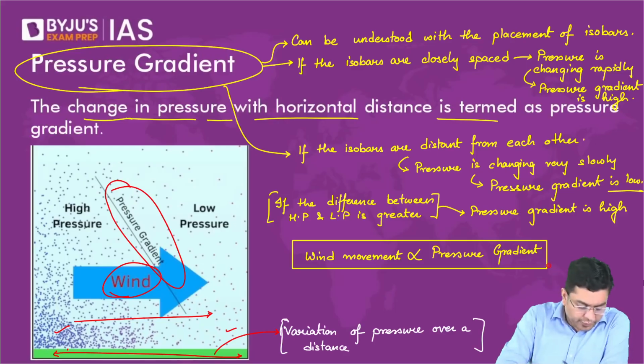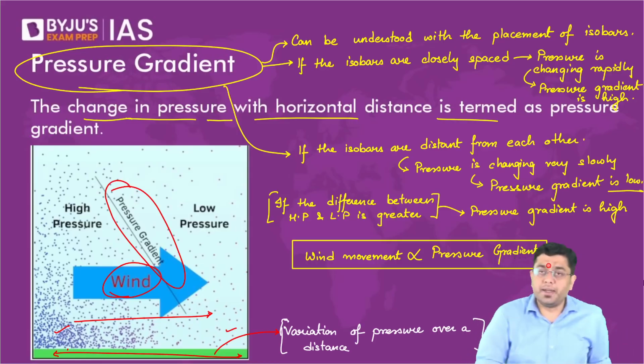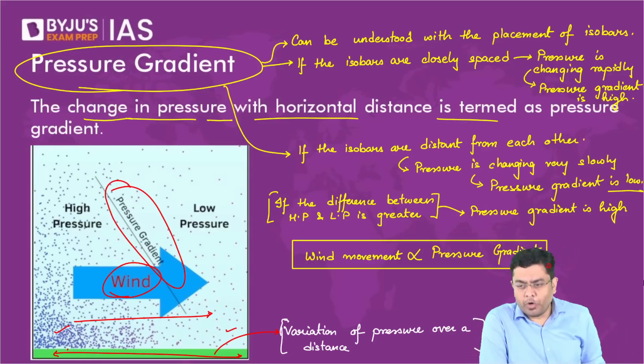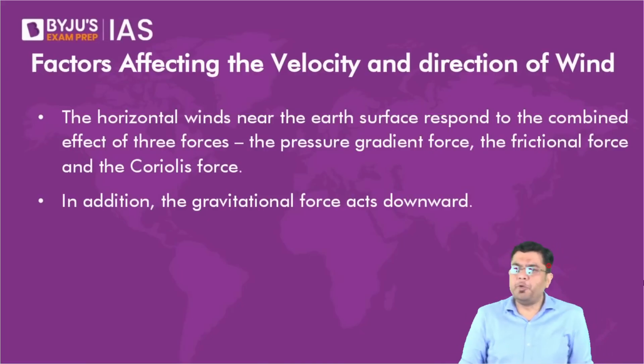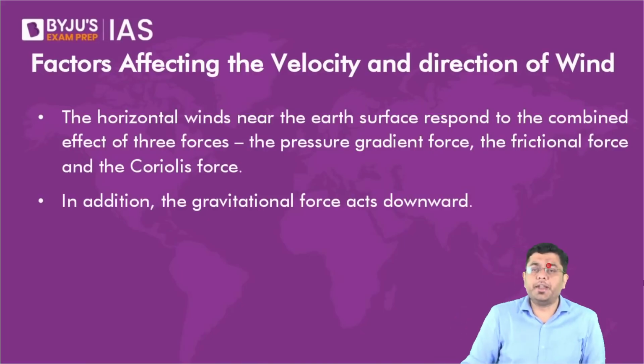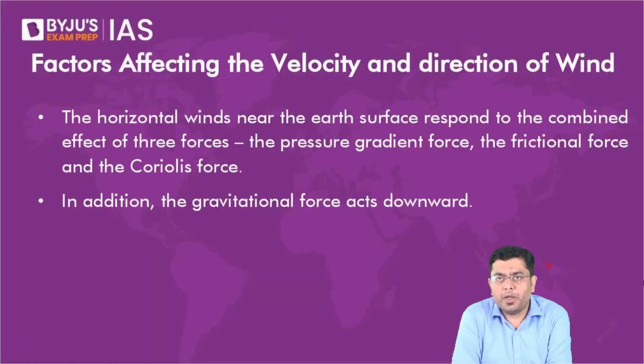Wind movement is always going to be proportional to the pressure gradient. So if the pressure gradient is high, the wind movement will also be higher. If the pressure gradient or the difference in pressure is low, the wind movement will also be significantly slower. Now, after this, we come to the factors which end up influencing the velocity and the direction that the wind ends up taking in any particular region for any particular area.